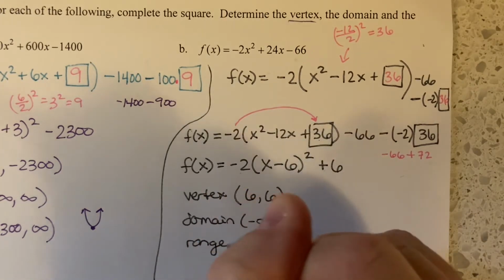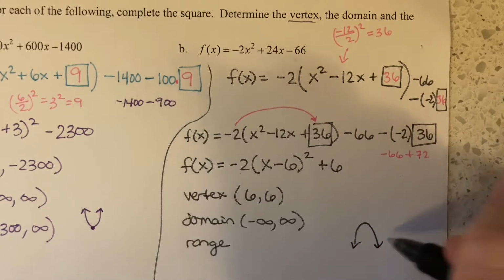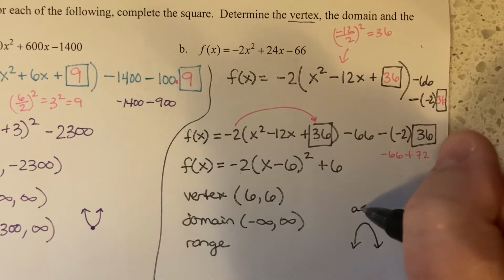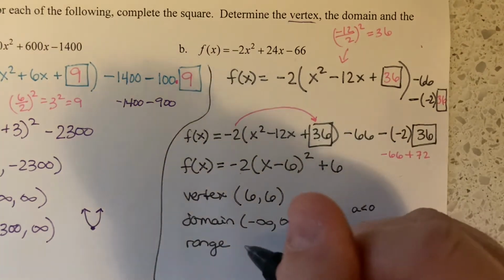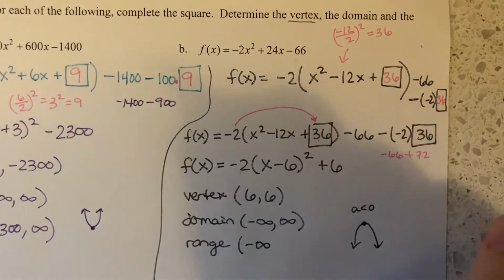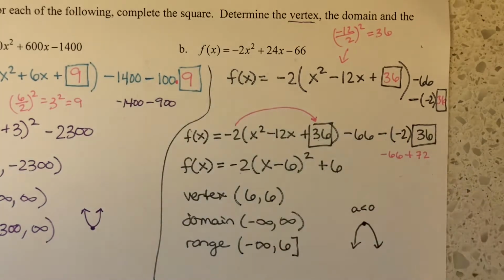And then range, ooh, here's where the range is a little different. Because a is negative, a is less than 0, so our vertex is the highest point. So this parabola goes all the way down to negative infinity in the y direction, and it goes up to y equals 6, which is the highest value.